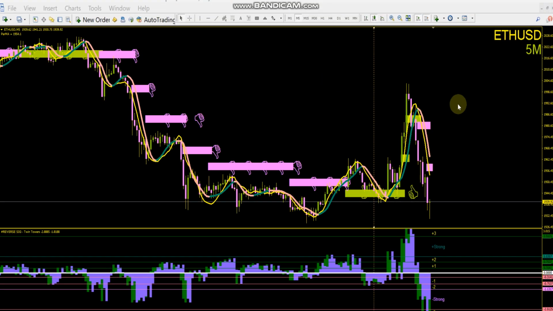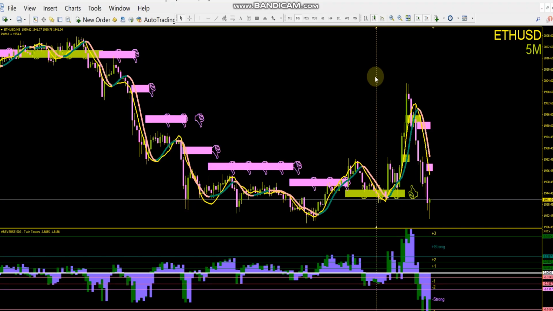Okay, then a sneak peek over here at Ethereum. You can see Ethereum made what I call little tweezer tops. I don't know if that's what they actually call them, but whenever you see these long tails, and then it opens up like that, that is a clear sell opportunity.